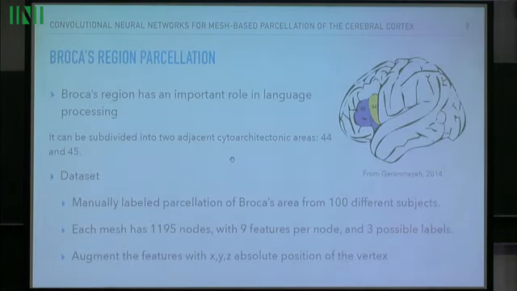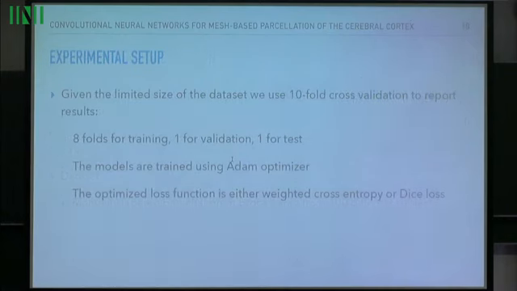The specific task we looked at, because there's currently a lack of label data, is the parcellation of regions 44 and 45 of Broca's region. And we had a data set, which was a manually labeled parcellation derived from the Human Connectome Project from 100 different subjects. Each of the meshes has 1,195 nodes with 9 fMRI features per node and 3 possible labels: background, 44 and 45. And we also tried to augment the features with absolute coordinates and degree information. And this also helped out a little bit.